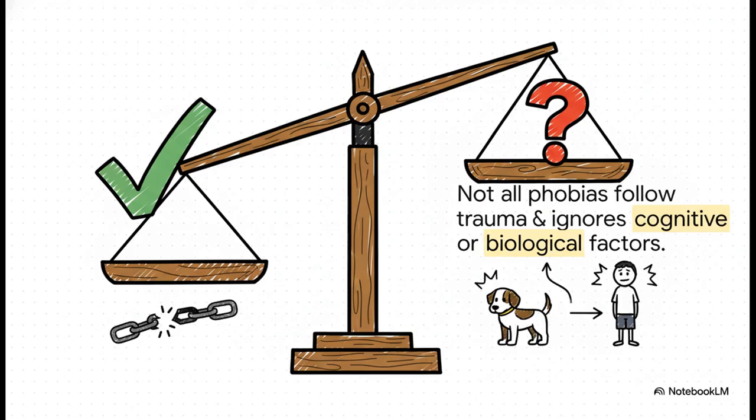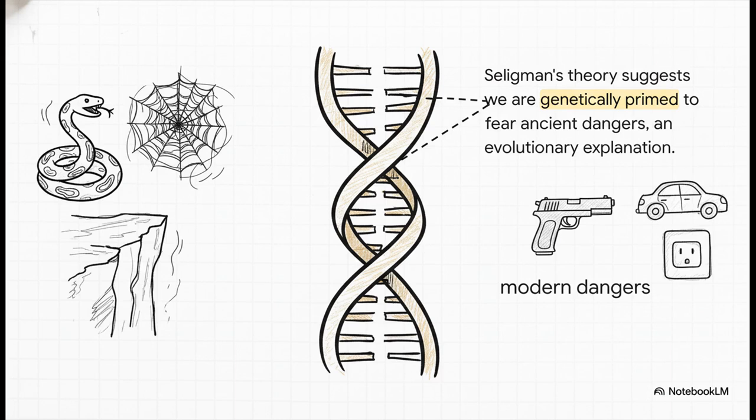But it has some big weaknesses. A key study by DiNardo and his colleagues found that not everyone with a dog phobia could even remember a bad experience with a dog. Plus, they found a bunch of people who had had a scary experience with a dog but didn't develop a phobia. This really suggests that there have to be other factors at play, like our thought processes, which the behavioral model pretty much ignores. And this is a really powerful counterargument.